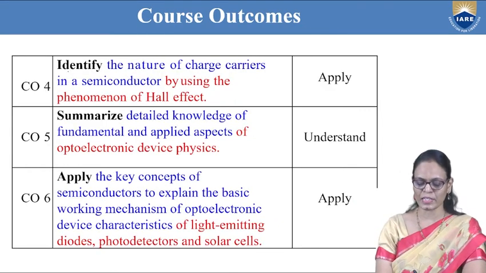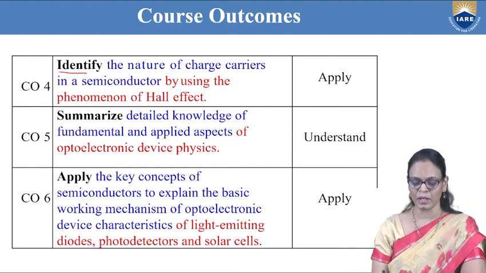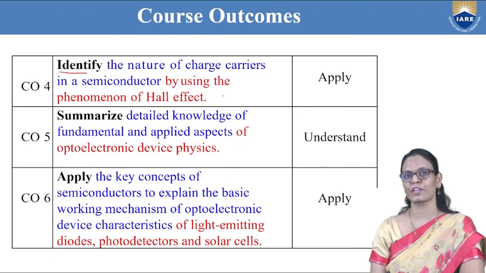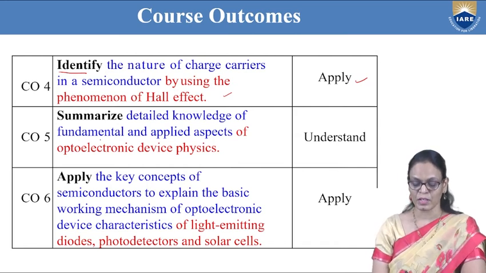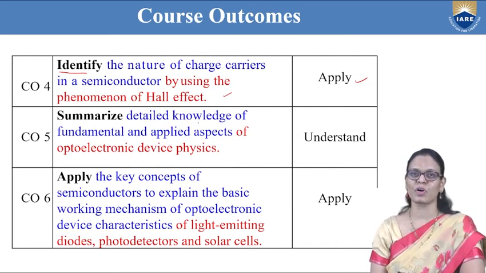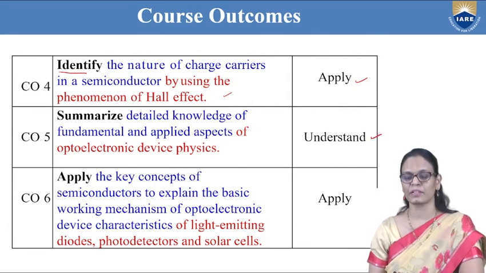Now the fourth one is to identify the nature of charge carriers in a semiconductor by using the phenomenon of Hall effect. So they have to identify, which means they have to apply the knowledge that is required. Then summarize the detailed knowledge of the fundamental and applied aspects of optoelectronic devices in physics. So that is the understand level.